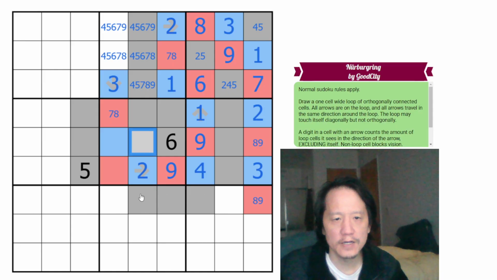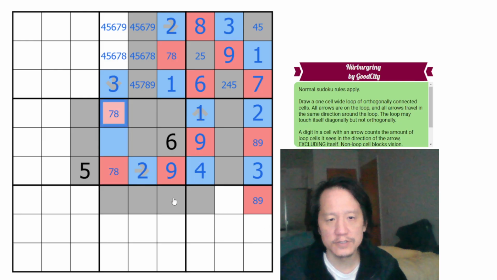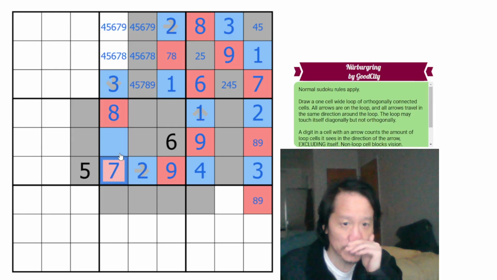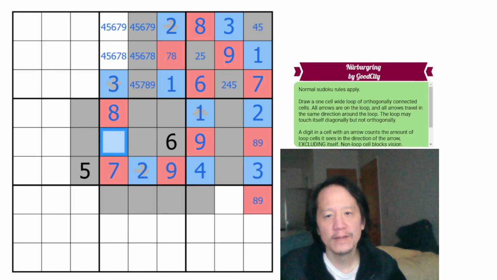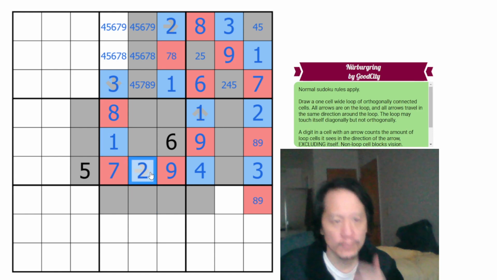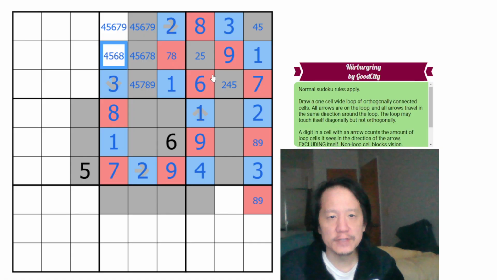So this is not on the loop, and this is not on the loop. So this is also 7 and 8, because it sees 2 different unique digits. This has to be 8. This has to be 7, then. This has to be 8 because it's next to a 3. Therefore, this must be 1, because it can't be 4. So this can't be 7 or 8. This can't be 7.